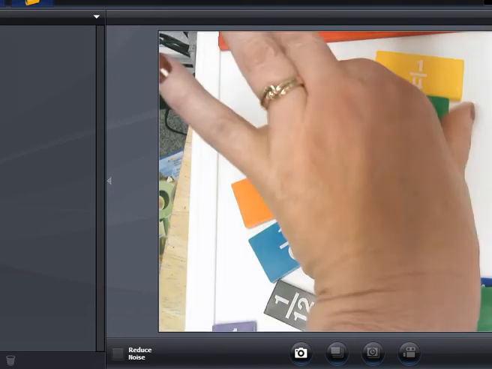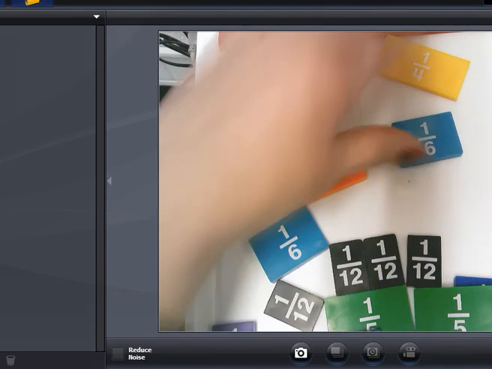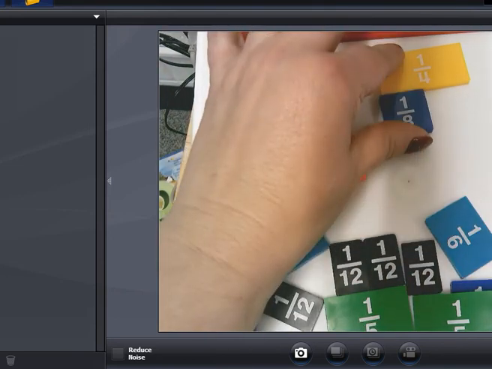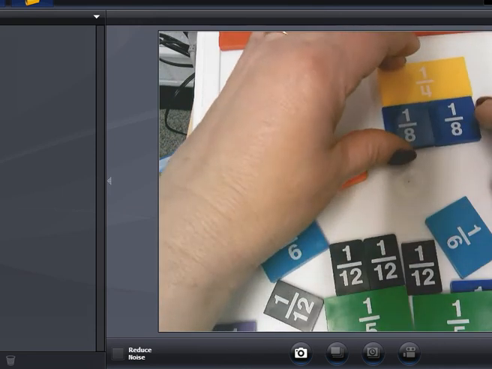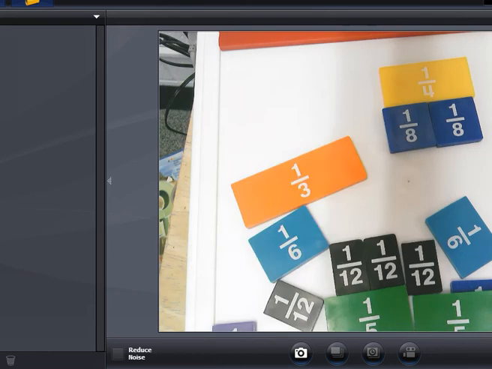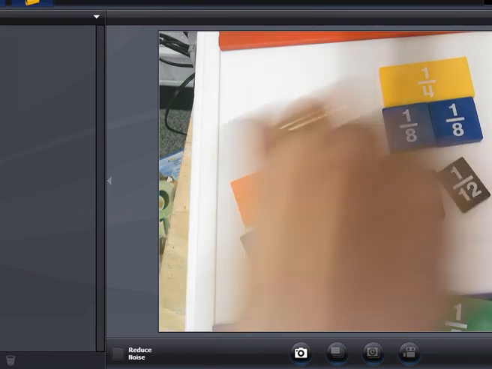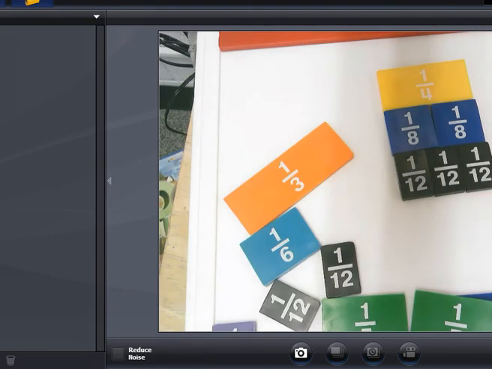Well, can it be a 5th? How about a 6th? No, I can't get 2 of those. How about an 8th? Let's see. Yep, 2/8 is equivalent to 1/4. How about a 12th? Is there a 12th? How many 12ths? Yep, 3/12. So how am I getting those?